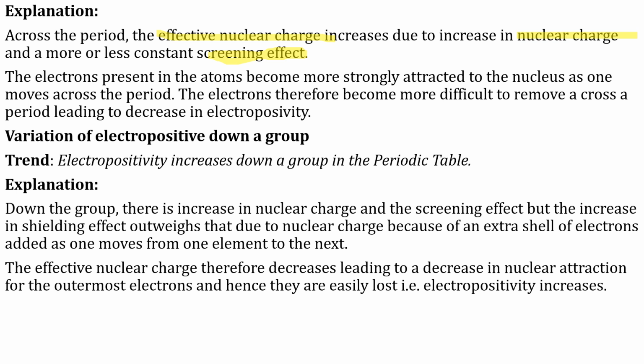And since effective nuclear charge is increasing across the period, outermost electrons are going to experience stronger nuclear attraction. That means that the tendency to lose those electrons is going to be progressively decreasing across the period, which is leading to a decrease in electropositivity across the period. So when you're summarizing, notice that we explain electropositivity in terms of ease of loss of electrons. So you have to look at the factors that will cause the ease of loss of electrons.